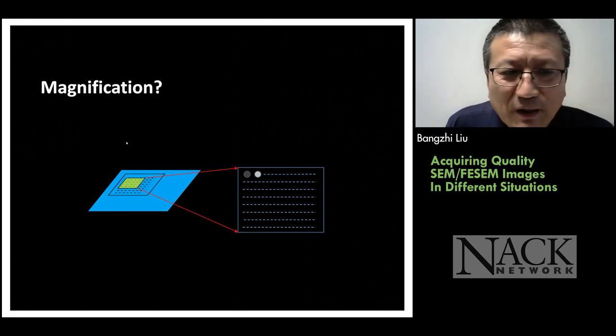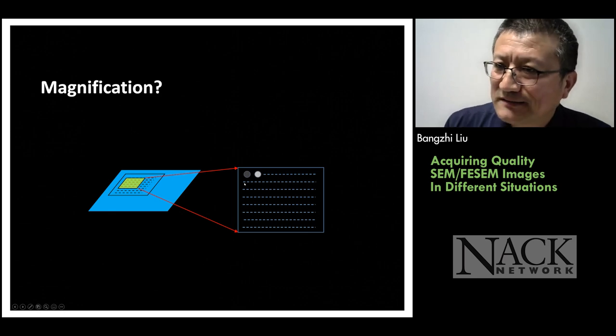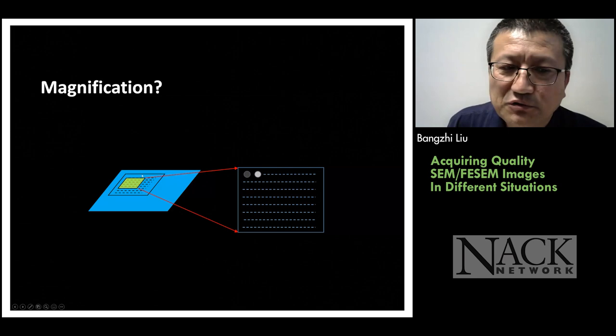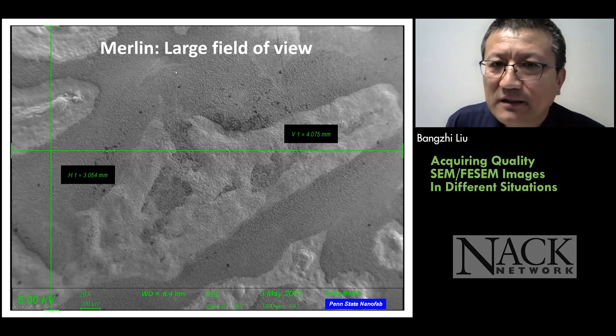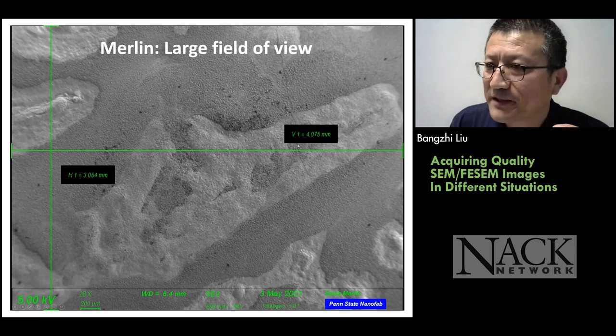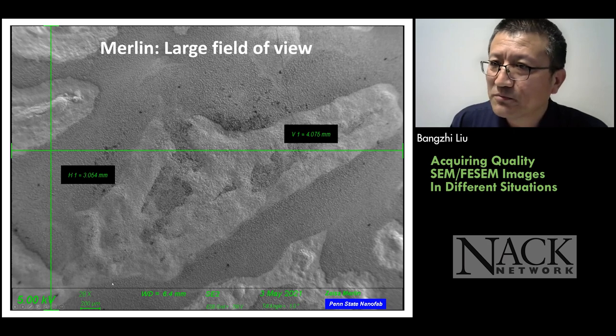Typically you change the scanning size. If you scan a smaller size but still display the image on the computer screen at the same size, then you go to higher magnification. When you zoom out, you need to increase the scanning area. That's how we zoom in and zoom out. Let's say we have Murray, we can do a very large field of view. See this one here, we can do 3 by 4 millimeter. It's a very large field of view, and you can go to a very low magnification.